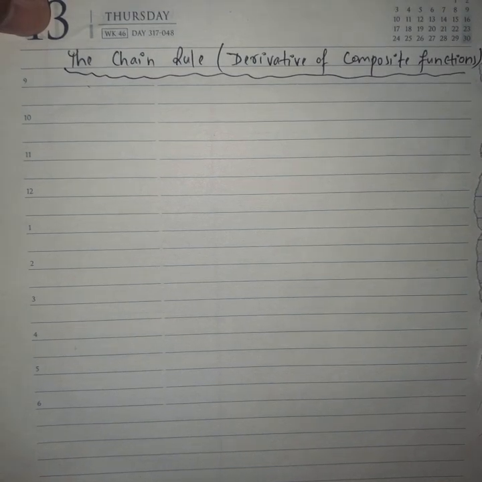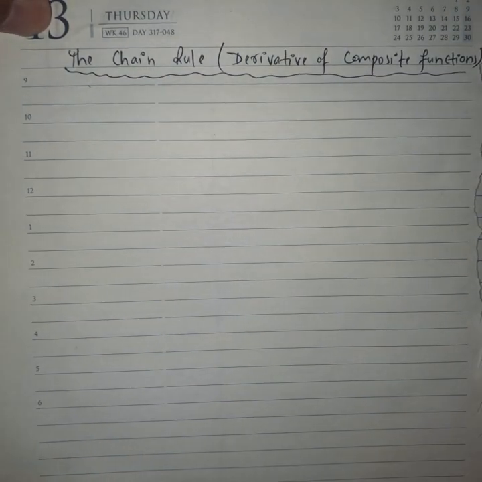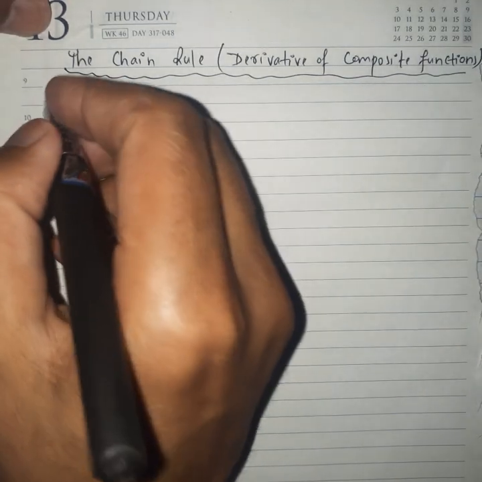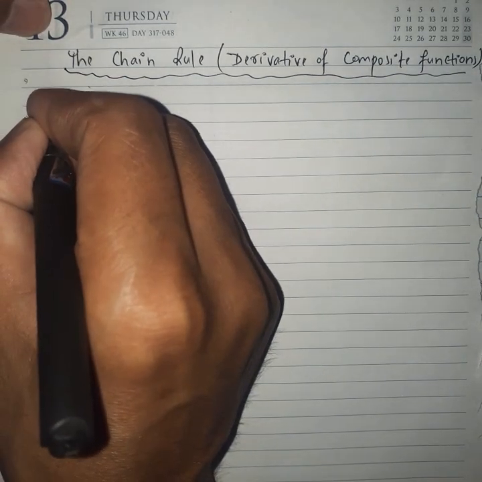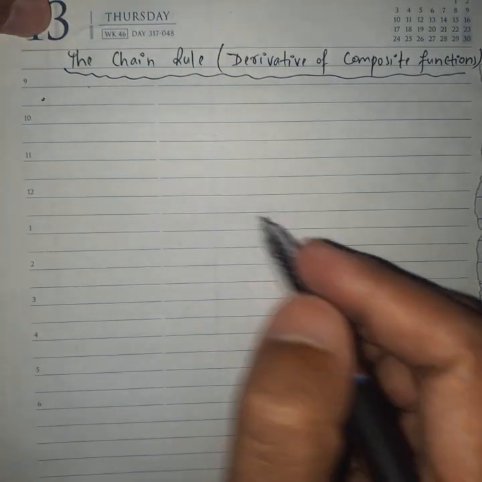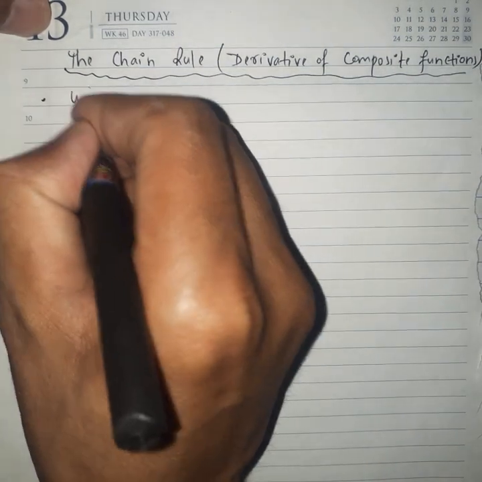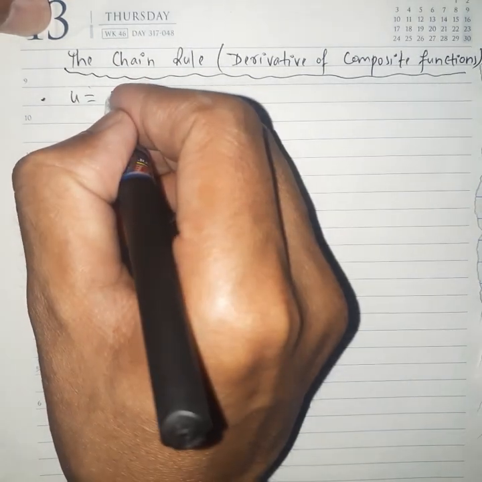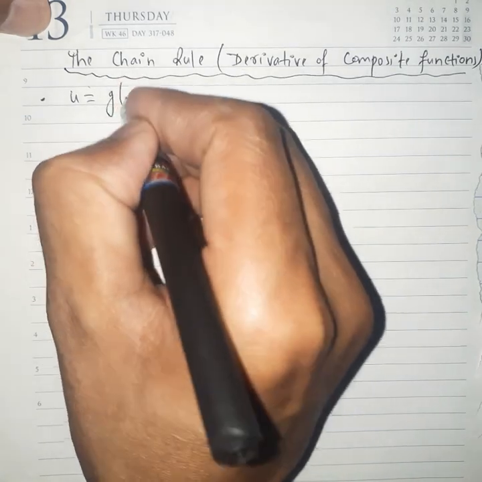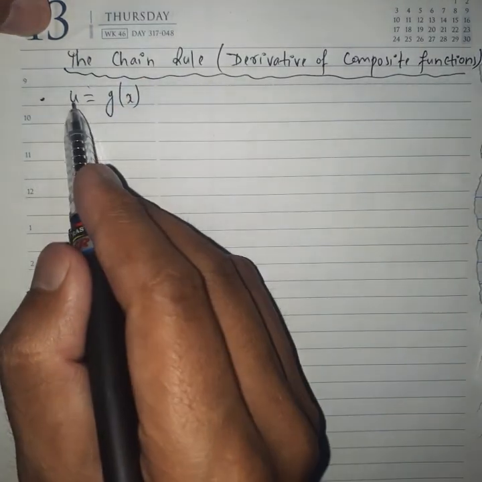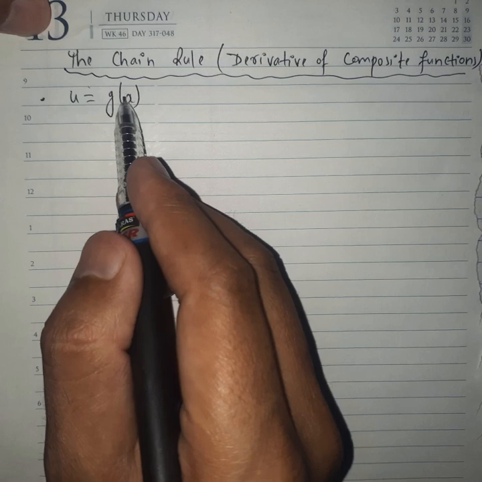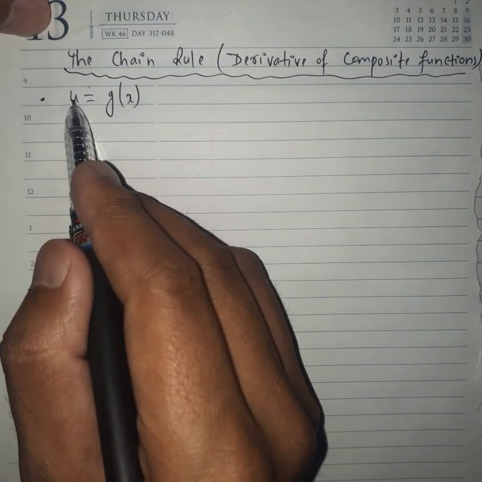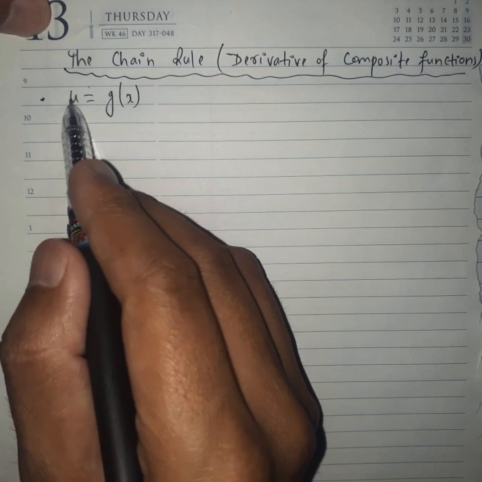Before moving to the differentiation process of composite functions, let's talk about the composite functions. Let's take two functions which are composite of each other. Let's take u as a function which takes x as an input. Here u is g of x. This means the function g takes x as an input and produces the number u.